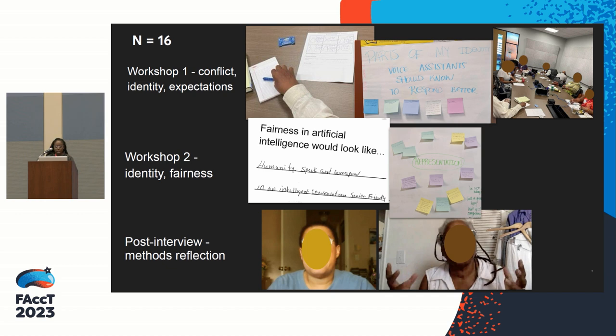In the second workshop, we focused on these three concepts: fairness, representation, and inclusivity. And we engaged participants in a series of word mapping exercises and a fill-in-the-blank activity of what these concepts would be like in artificial intelligence and voice assistants.